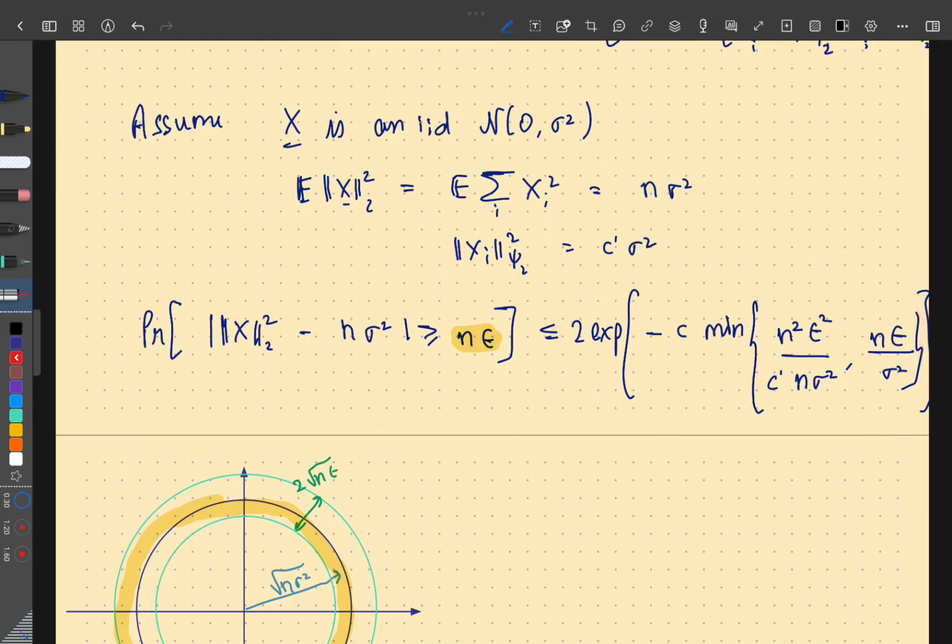Even if I take epsilon to be dependent on n, let's say I choose epsilon to be n divided by log n, which means what is the probability that x does not lie in a thin shell of thickness log n? That probability also decays with n. As n tends to infinity, this decays polynomially in n.